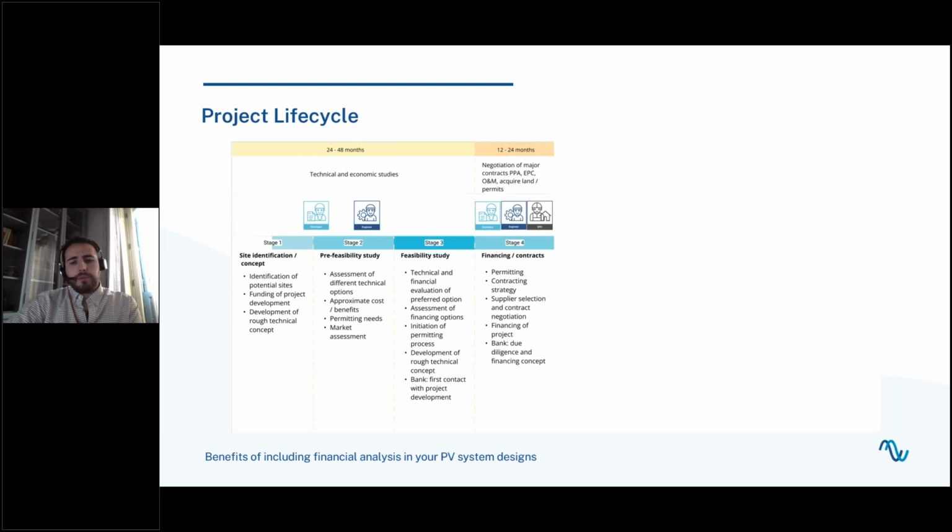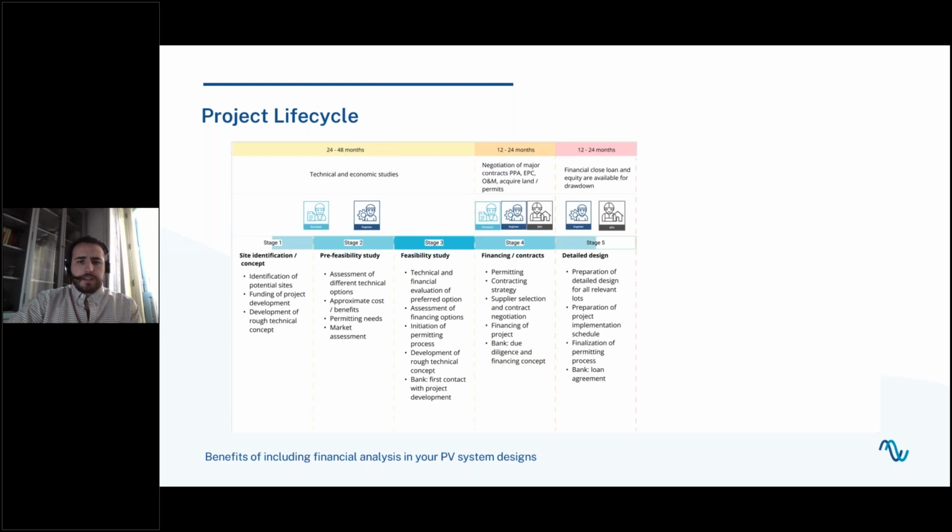Then we will have to obtain all the necessary permits to connect the PV plant to the grid, and also acquire the land to build the project. Next, once we have all the agreements, we will have to negotiate with banks and investors to secure financing for the project. And when the financing agreements are executed, we will be ready to begin with the construction. This stage, when we raise the debt and so on, is known as financial close. So we will have enough money available to draw down to fund the construction.